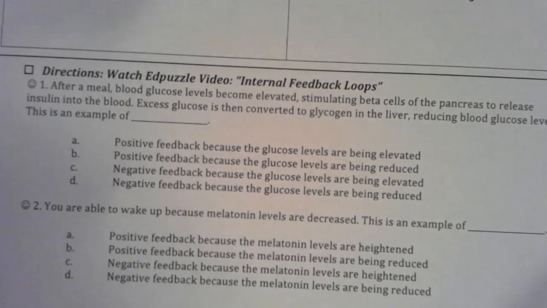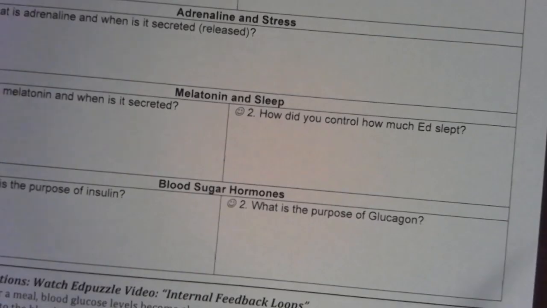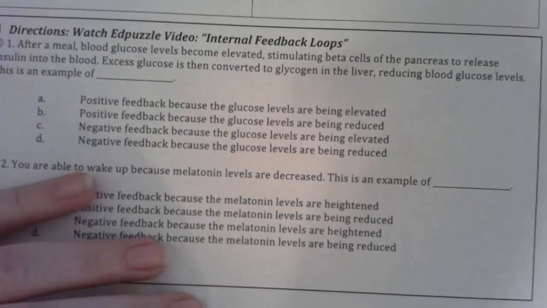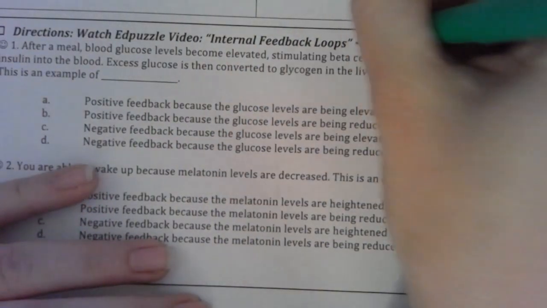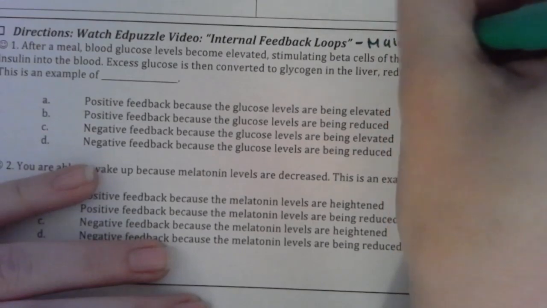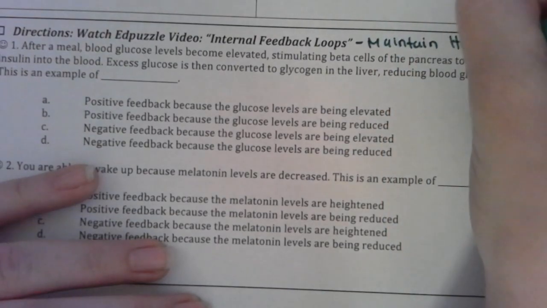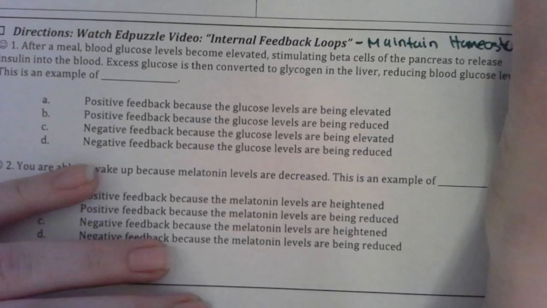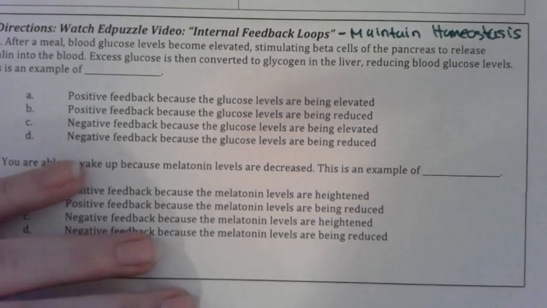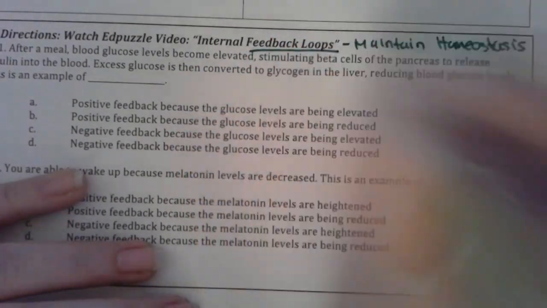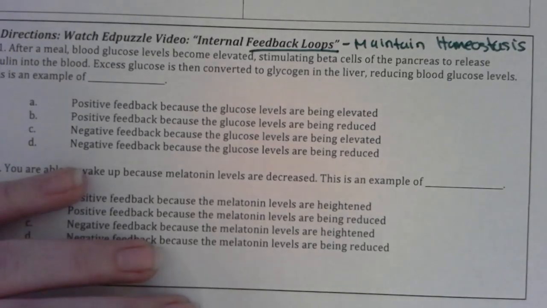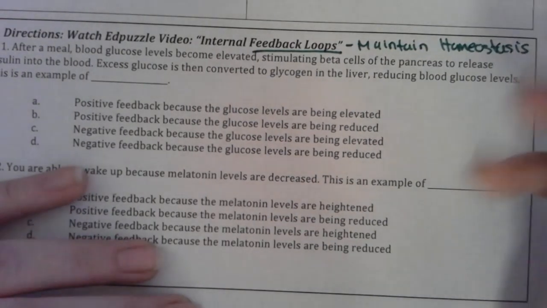Going to debrief on the activity that you just did about internal feedback loops. So internal feedback loops are simply a way to maintain homeostasis, which is like a balance in your body. And the way that homeostasis is maintained is by the release of hormones.